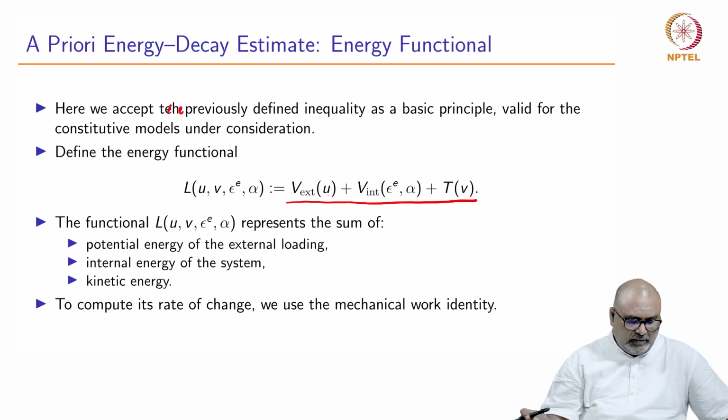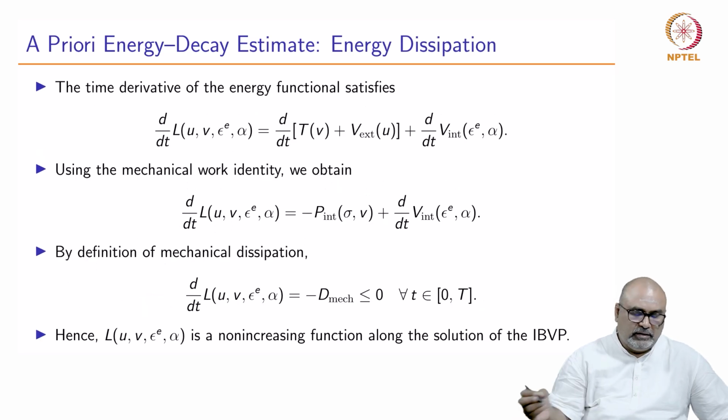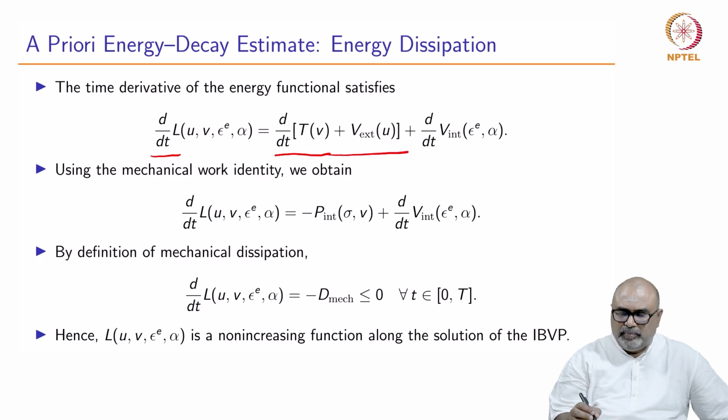Now, it sums the T as a function of V, which is denoting the kinetic energy, and this is denoting the potential energy and internal energy of the system. So, to compute its rate of change, we use the mechanical work identity, that internal work is equal to external work, and the time derivative of the functional satisfies d by dt of L is nothing but d by dt of T of V plus V external of u plus d by dt of V internal.